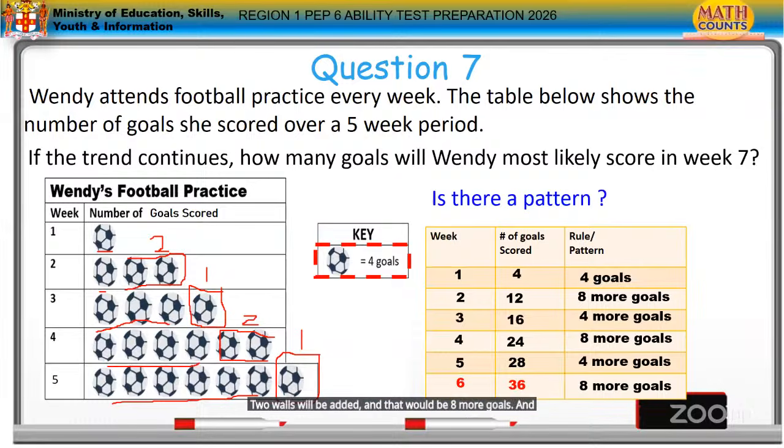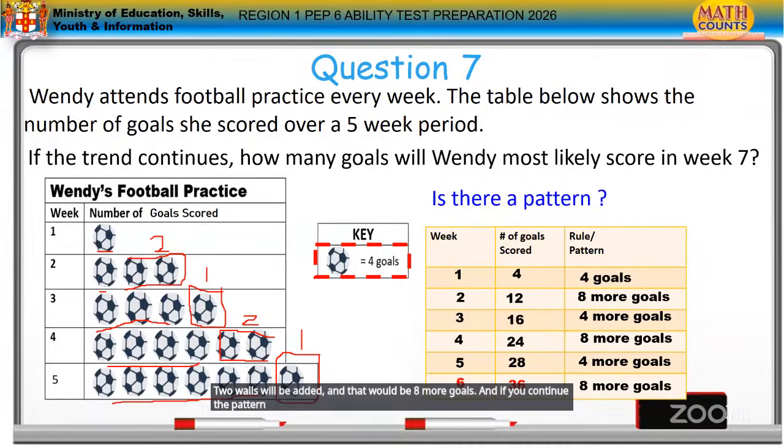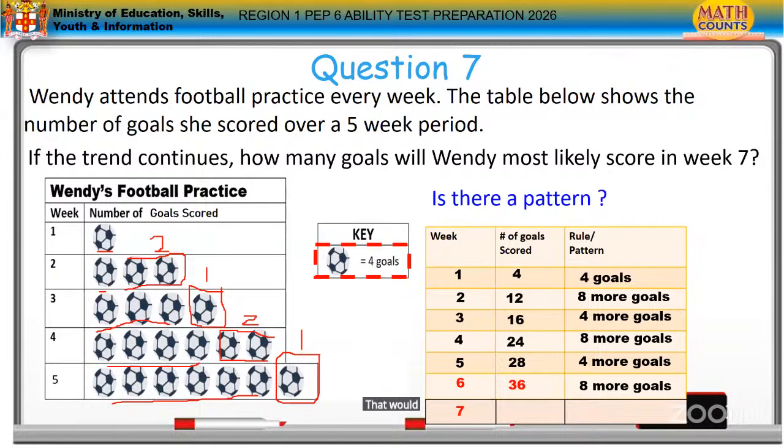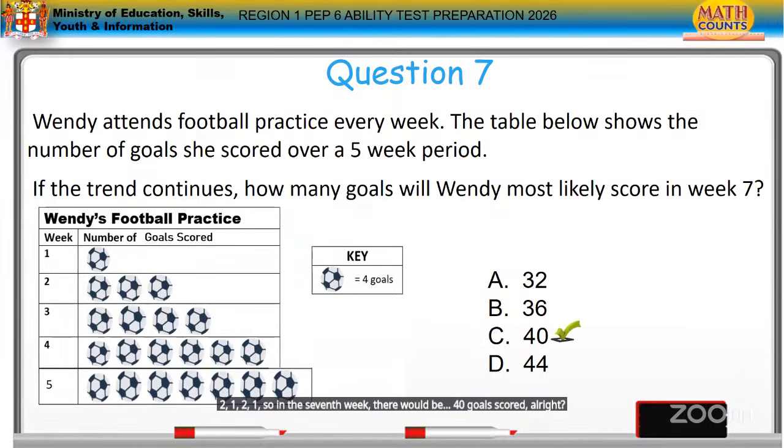And if you continue the pattern, for week 7, how many balls will be added, or how many goals would be added for week 7? If the pattern is 2, 1, 2, 1, and then 2, it will continue in that form. So there we have it: 2, 1, 2, 1. So in the 7th week, there would be 40 goals scored. All right. So make that revelation quickly.